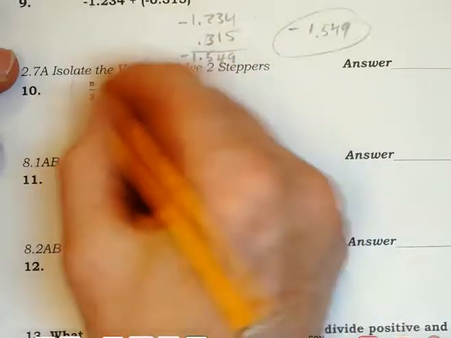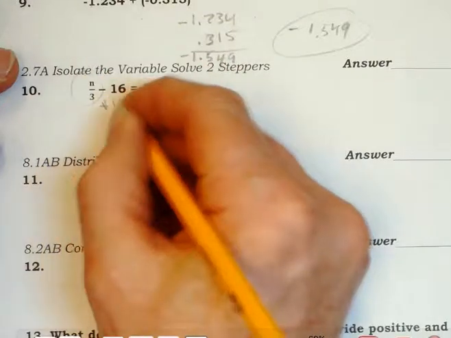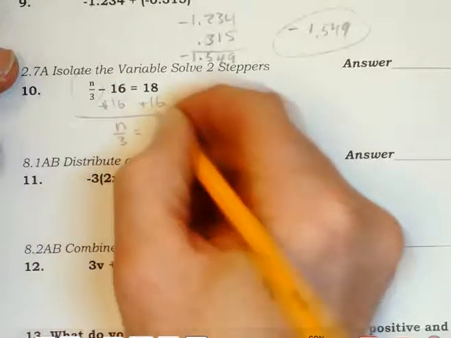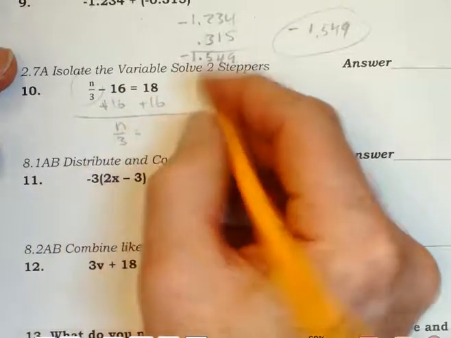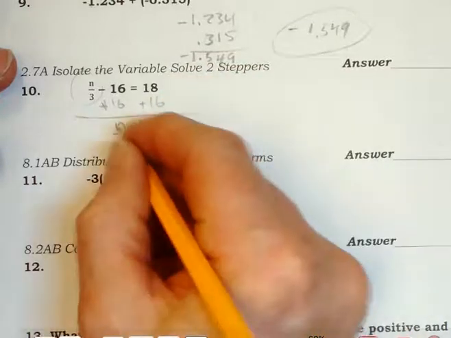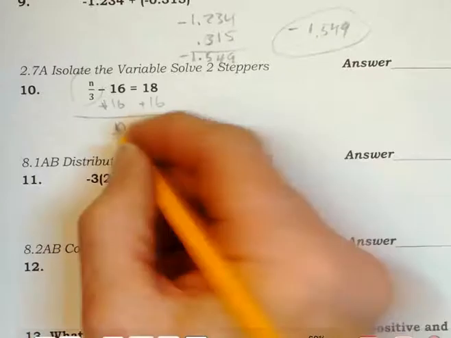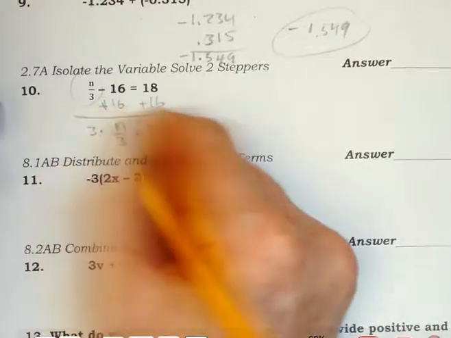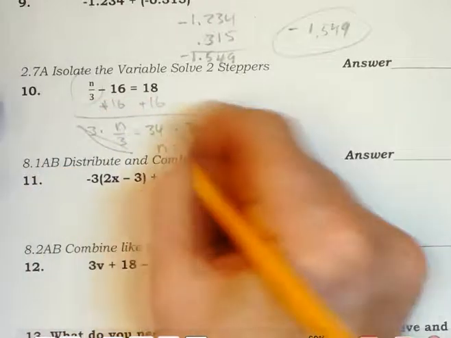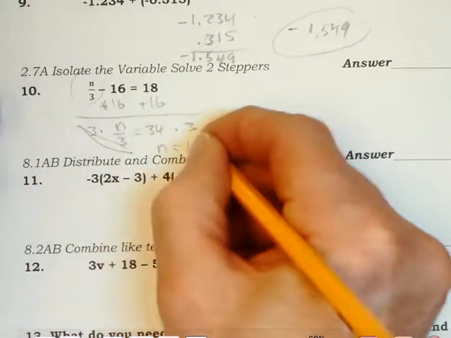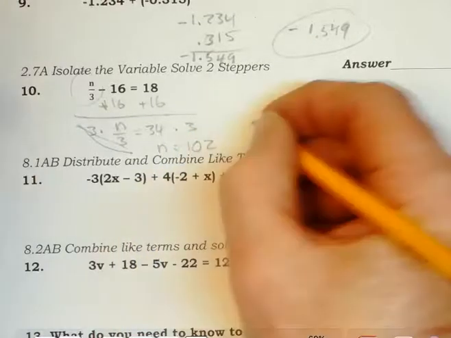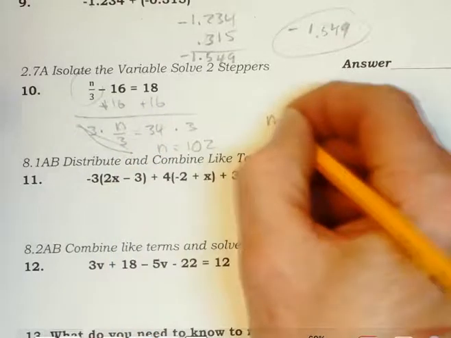This here's a one-step equation. I got to isolate the n, so get rid of this 16. I'm going to add 16 to both sides. Now we've got n divided by 3 is equal to 18 plus 16, which is 34. This is division. I got to get rid of that. I'll multiply both sides by 3. These guys cross off, leaving me n. I've isolated. 34 times 3 is 102. So n is equal to 102.